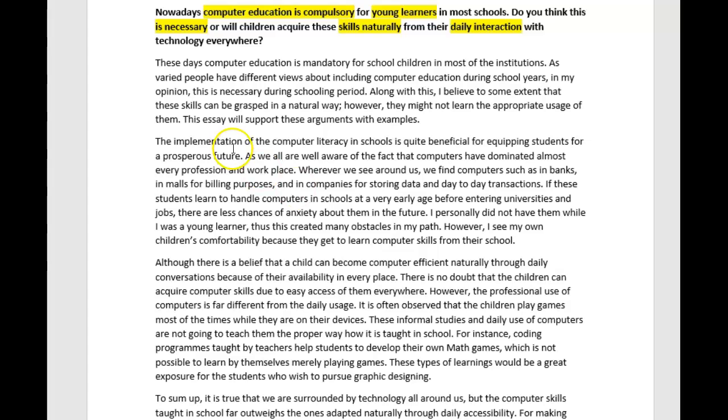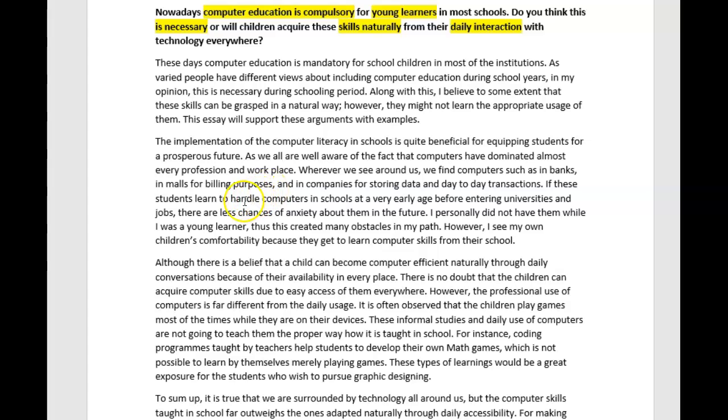The implementation of computer literacy in schools is quite beneficial for equipping students for a prosperous future, as we are all well aware, comma, computers have dominated almost every profession and workplace. Wherever we look all around us, we find computers, such as in banks, in malls for billing purposes, and in companies for storing data and day-to-day transactions.